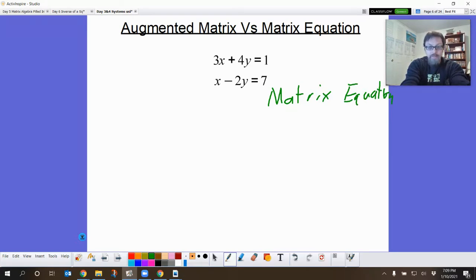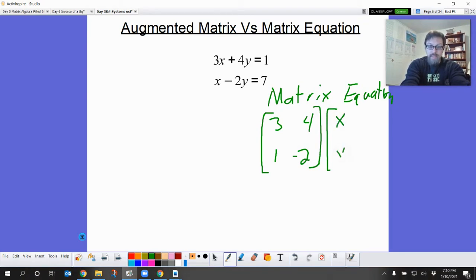It's a collection of separate matrices. So you grab all the coefficients, 3, 4, 1, and -2, and they have their own little matrix. And then you grab the variables that you have. So there's an X and then a Y, in a 2 by 1 matrix. And then on the other side of the equal sign, you've got the two numbers that it equals.